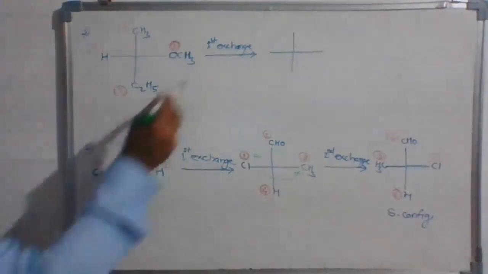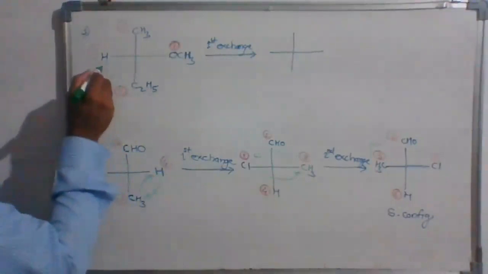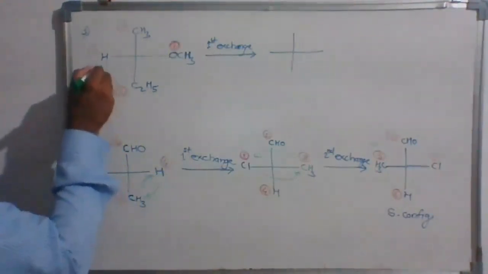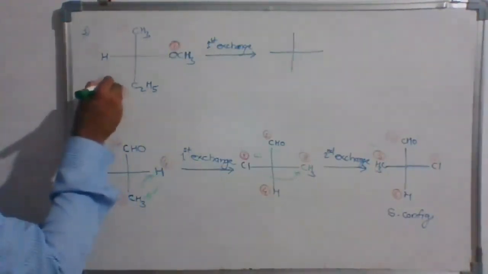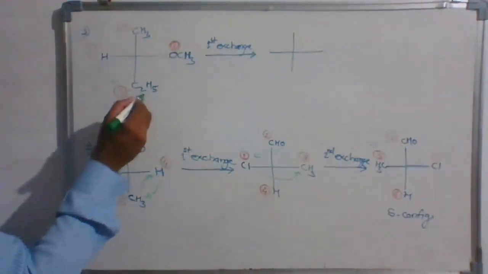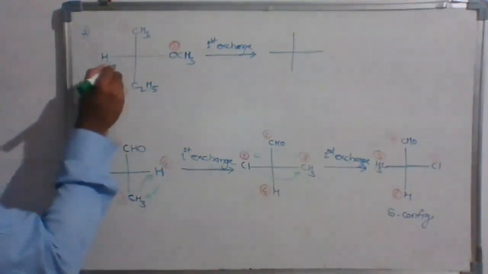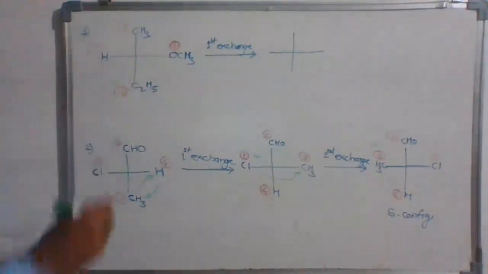Sorry, in the first exchange we take fourth priority group at the bottom. So take this hydrogen at the place of ethyl and take this ethyl at the place of hydrogen.